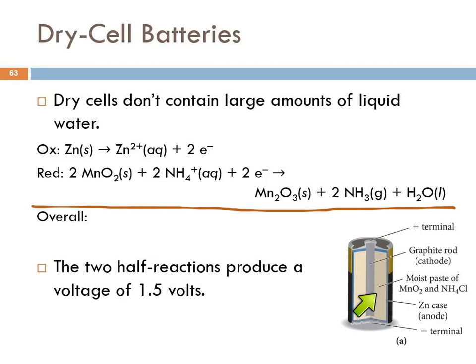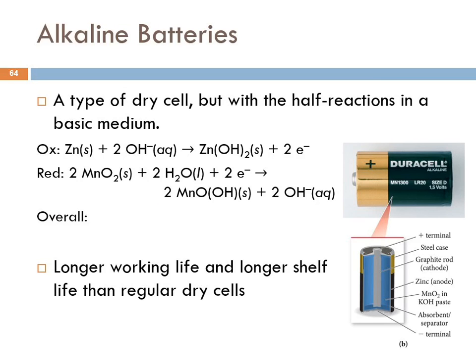So we've got the graphite rod, and that's in this moist paste containing the manganese oxide and the ammonium chloride. Now, the standard dry cell batteries are not rechargeable. If you run this reaction backwards by forcing current through the battery, you are not guaranteed to remake your original reactants. That's what's required for a battery to be rechargeable. And so that's why they have warnings on some of these batteries that they're not rechargeable and you shouldn't try to recharge them. They will explode sometimes.